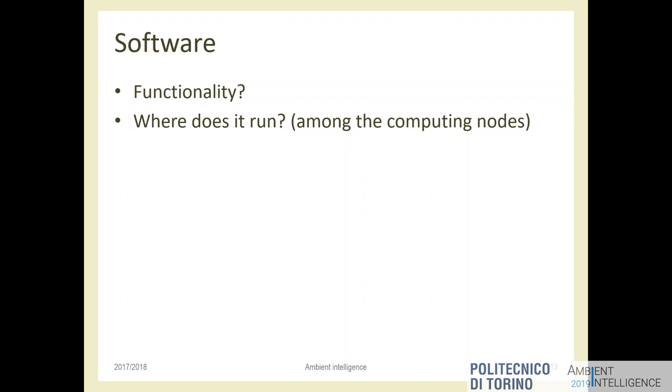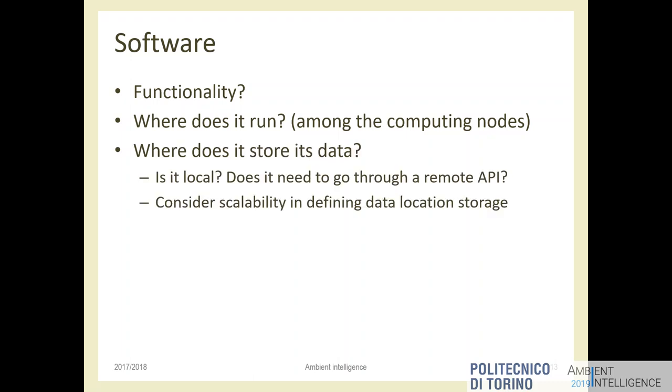Especially with a web application, it's a bit more complex because there's a part running on the server and a part running on the browser. So always try to be clear what is running where. And where does it store data? Because a lot of projects will need to store the data from the sensors and read it for doing some actions. And so, is the data managed locally?